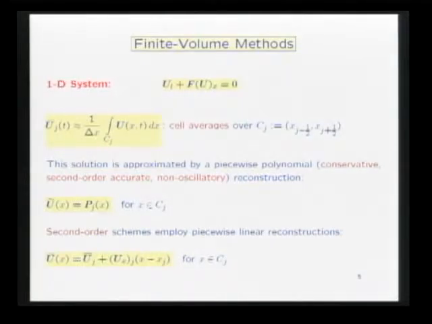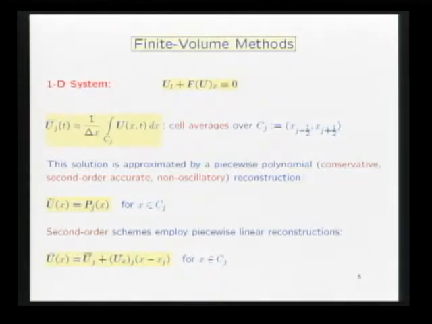In finite volume methods, the quantities that are evolved in time are cell averages. I introduce the cells, Cj. In every cell the center is xj, and the cell boundaries are xj minus a half and xj plus a half. As usual in finite volume methods, given the cell averages, they are used to obtain a piecewise polynomial reconstruction, Pj, which is supposed to be conservative, second order or actually high order depending on the order of the scheme, and non-oscillatory.